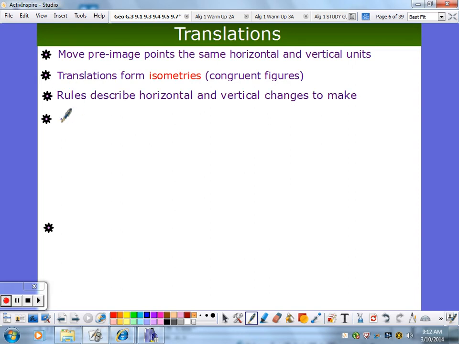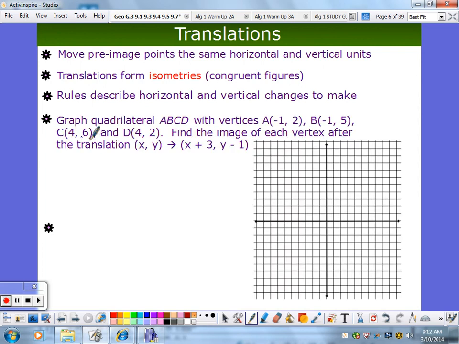There are rules that describe the translation. How many horizontal, how many vertical changes do you make? So to do ones like this, and this one's on your paper here, so you can do this one with me. We're going to put this quadrilateral ABCD on the coordinate plane. Right, so let's go do that. A is (-1, 2). There's A. Label your points after you put them on. B is (-1, 5).